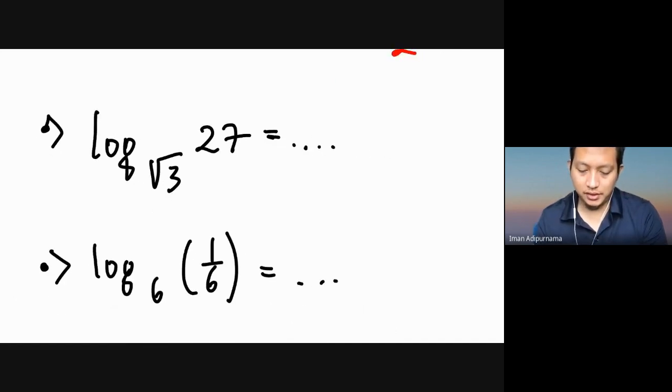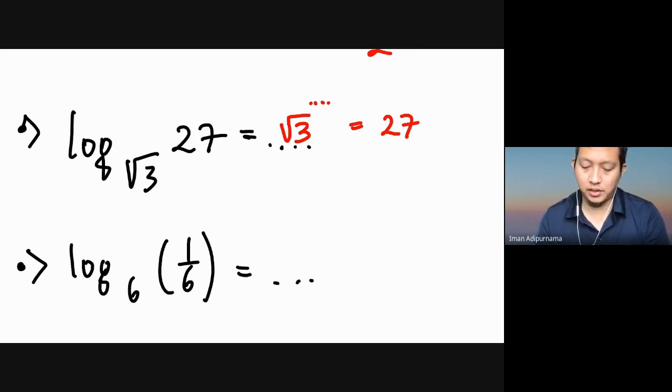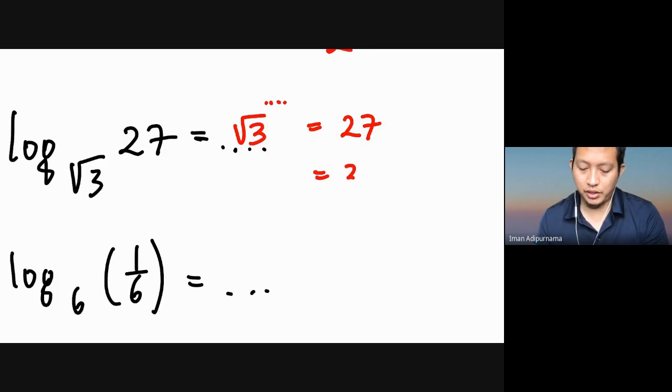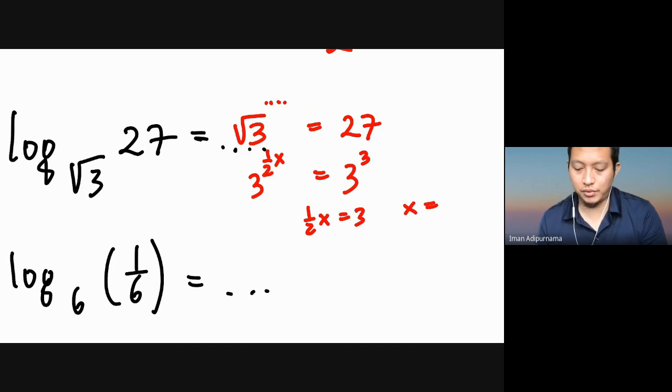Yeah, so we are going to use the same method, same process like this. It's going to be the same about 27. To make it clearer, this will be 3 with power of 3, and this will be 3 with power of half. This is x. So we have half x equal 3, so x should be 6.